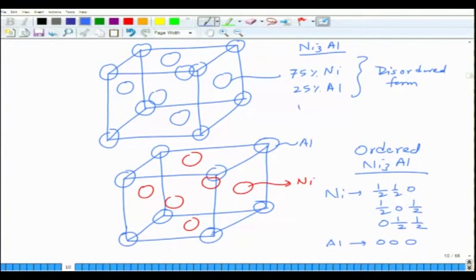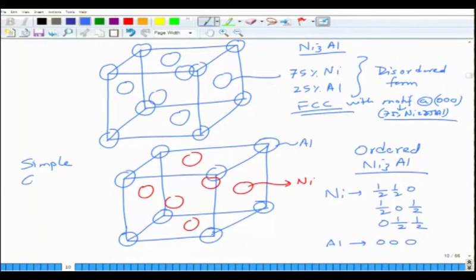So, this is an FCC lattice, and what lattice is this? FCC lattice with motif at 0 0 0, and this motif is basically 75% nickel and 25% aluminum. In this case, it is simple cubic, and simple cubic with a 4 atom motif. So, this is the motif, a 4 atom motif.